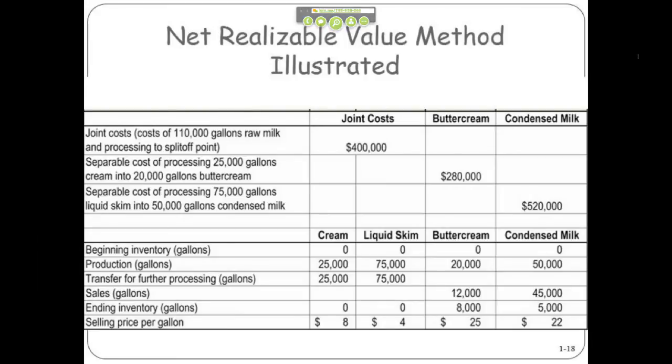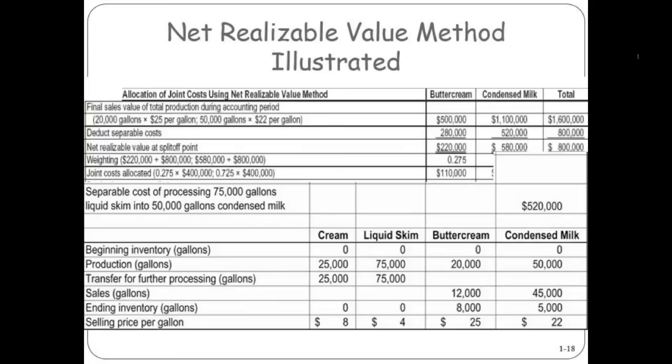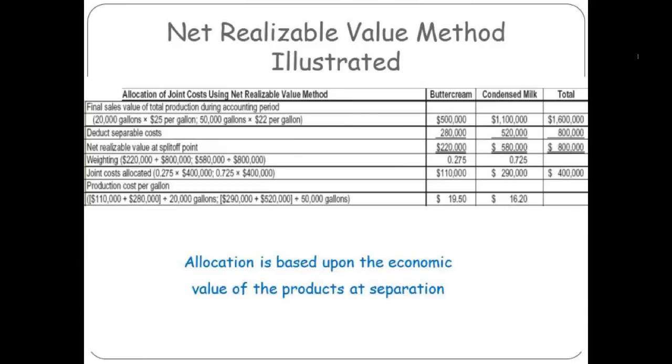And your selling price for buttercream is $25 a gallon. Is that what we were talking about? I think it was still a gallon. And condensed milk is $22 a gallon. So you have to determine the value at the end. What's the value of your buttercream and what's the value of your condensed milk? So the buttercream value was the 20,000 gallons times $25 per gallon, or $500,000. The condensed milk was 50,000 gallons at 22, or 1.1 mil.